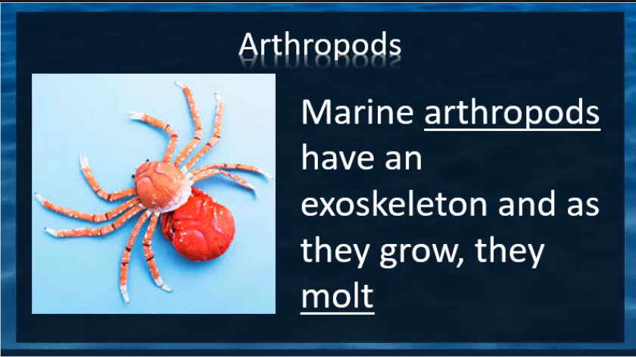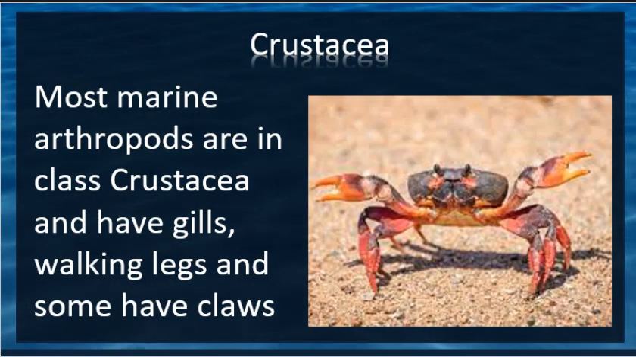Insects are also arthropods. There are insects in the ocean, some. Most marine arthropods are in class Crustacea, including these crabs. They have gills, walking legs, some have claws. There are some crabs that live on land as well. You've probably seen those at night at the beach, right? You can go out crabbing and they're crawling all over the beach in the dark, pretty fun. Pincher toes. Yes, indeed. Anything to underline on this slide? No? Okay.